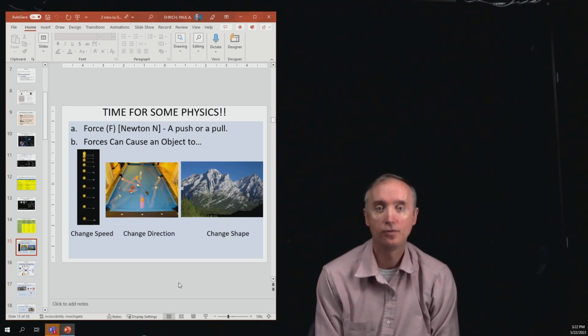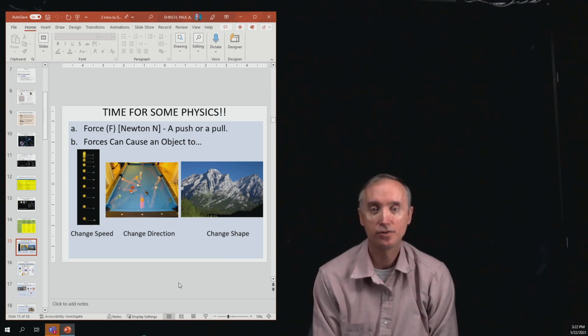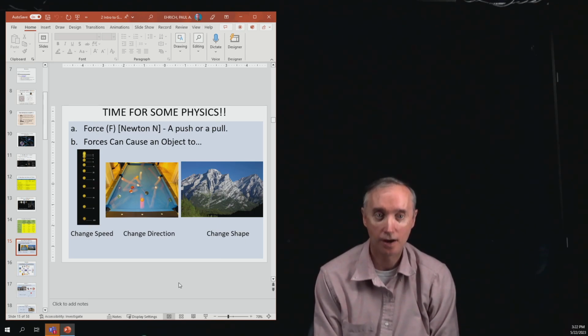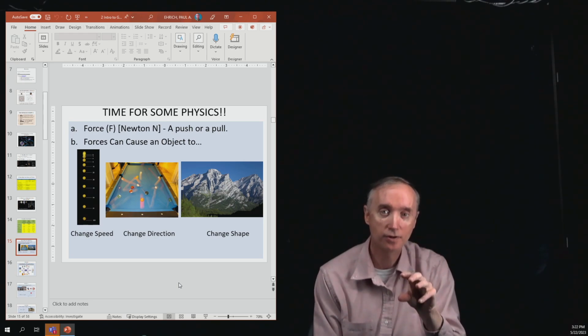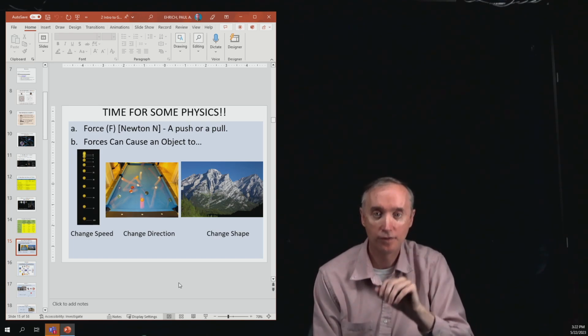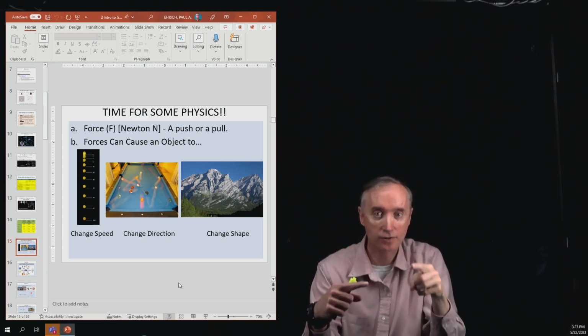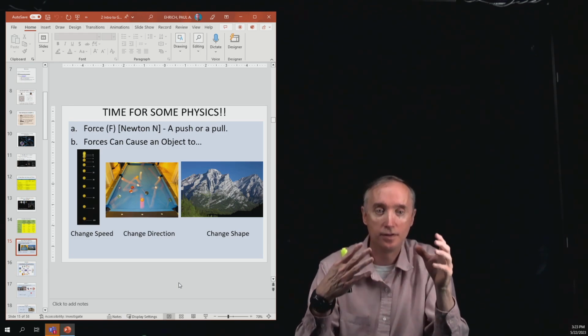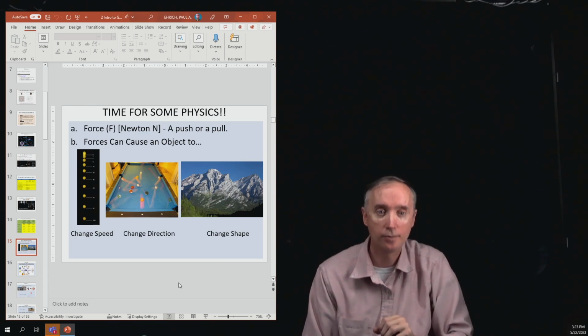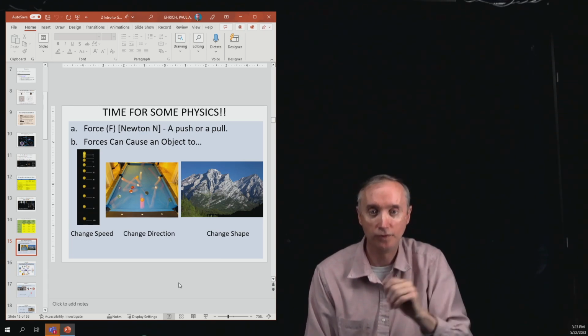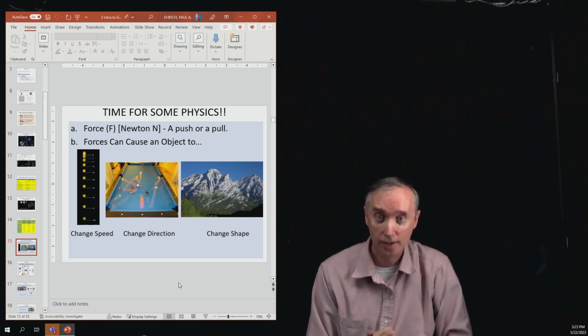So another thing that a force can do is it can change the direction of an object. And so this is, again, a picture of billiard balls that are moving around after they've been struck by the cue ball. And you notice that they're moving in different directions. So a force acting on an object can cause that object to move in a different direction. And then finally, a force can change the shape of an object.